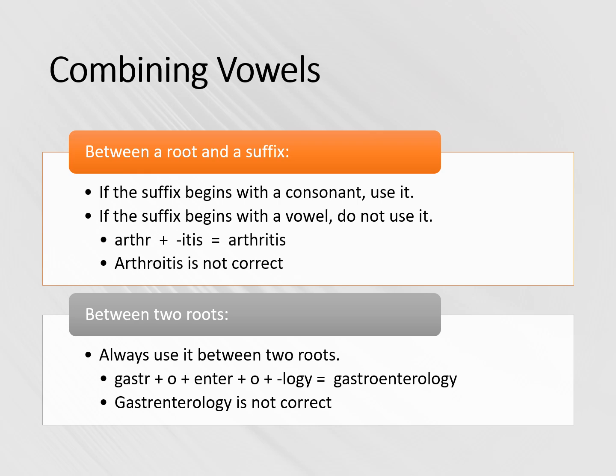Place a combining vowel between two root words even if the second word root begins with a vowel. The term gastroenterology is correct, while gastrenterology is incorrect.